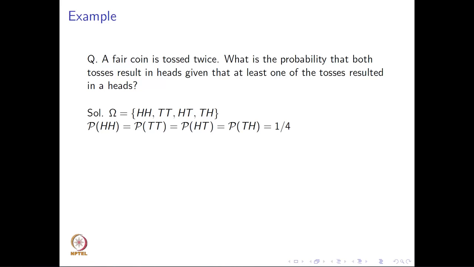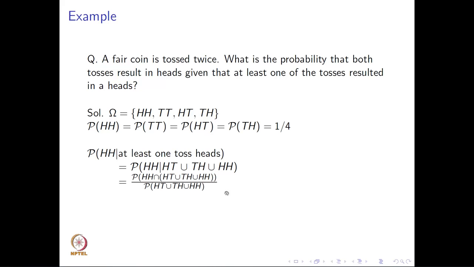From the question, it is clear that there are 4 elementary outcomes. Both tosses resulted in heads, both came up tails, the first came up heads while the second toss came up tails, and the other way around. Since we are assuming that the coin is fair, each of the elementary outcomes has the same probability of occurrence equal to 1 by 4. Now we are interested in the probability that both tosses come up heads, given that at least one resulted in a heads.